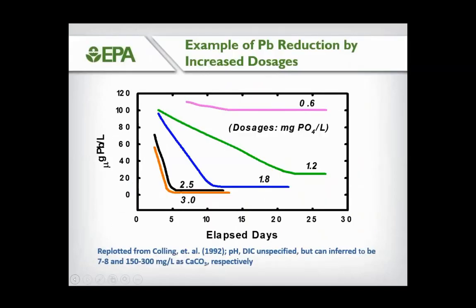This illustrates the idea of point of diminishing returns and the effectiveness of higher dosages of orthophosphate. You can see the elapsed days after the addition of phosphate in some studies in the early 90s: higher phosphate dosages more quickly achieve the lower lead levels, and you actually do achieve lower lead levels at a point.